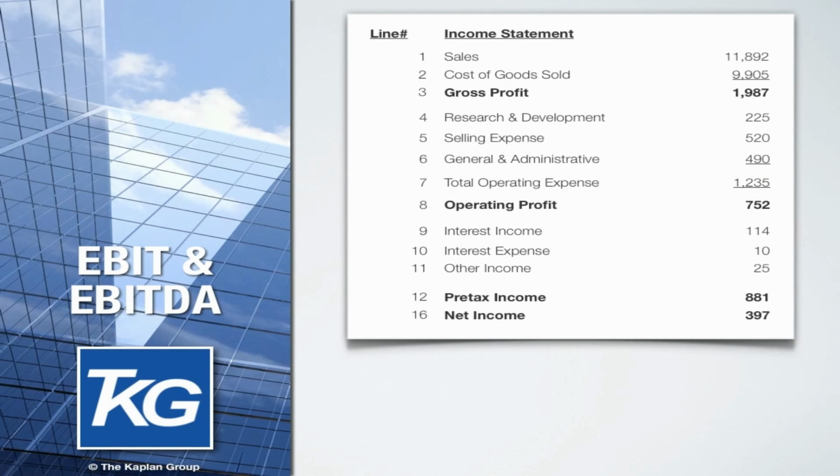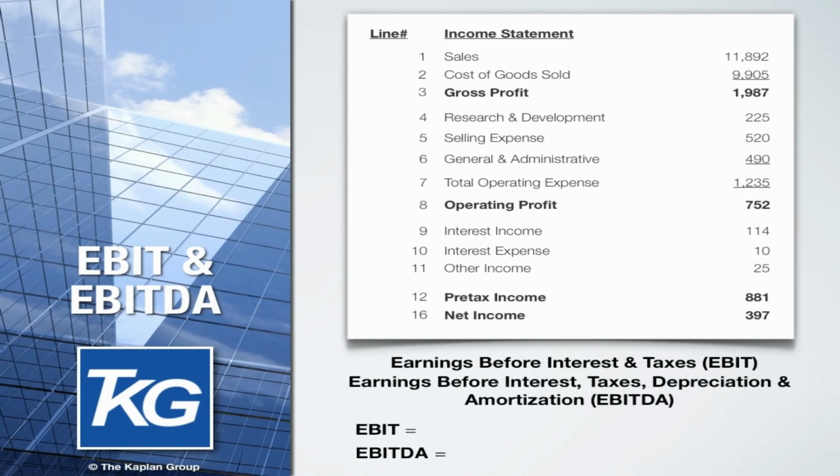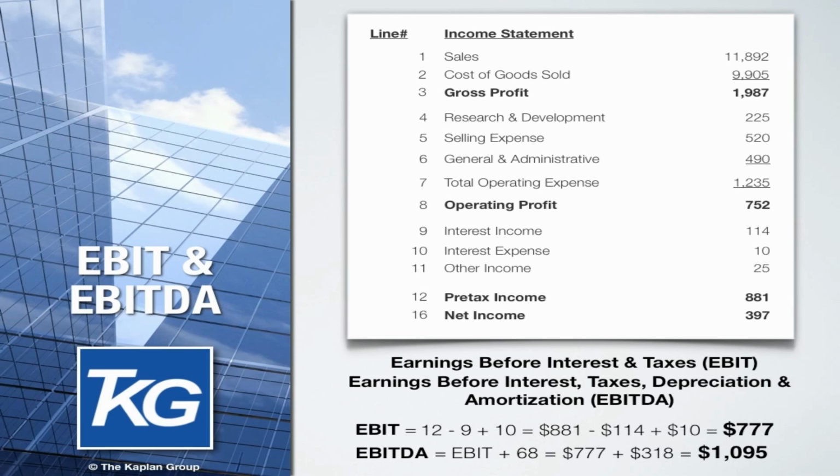There are a couple of other very common income statement calculations. One is called EBIT, and the other is called EBITDA. EBIT stands for earnings before interest and taxes, which essentially is operating profit. EBITDA stands for earnings before interest, taxes, depreciation, and amortization. We will discuss these items in greater detail in our intermediate financial statement analysis, but we just wanted to include the definitions and calculations here for your reference.